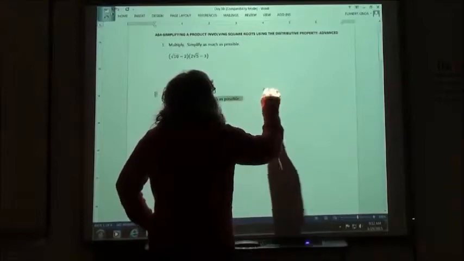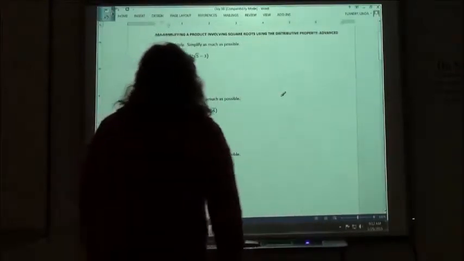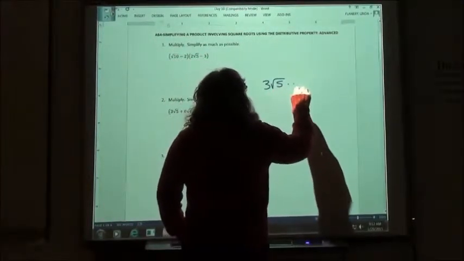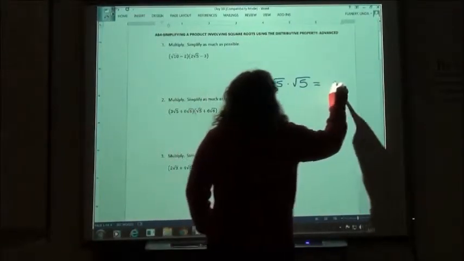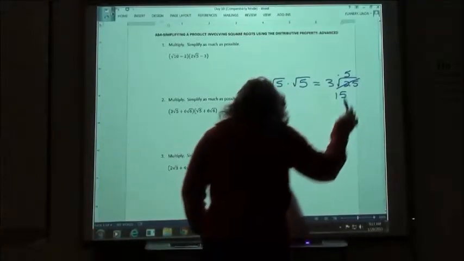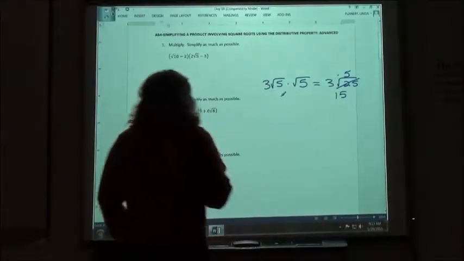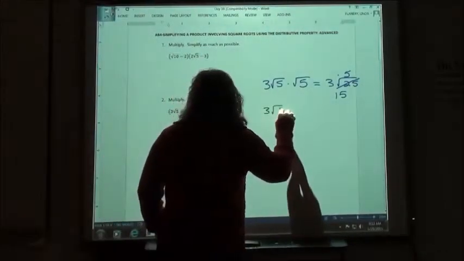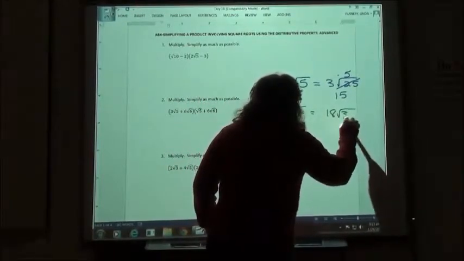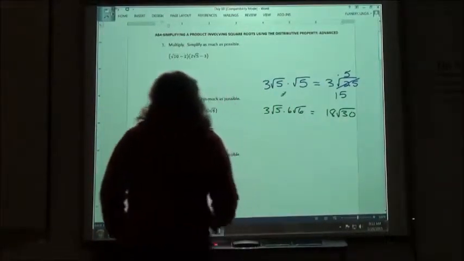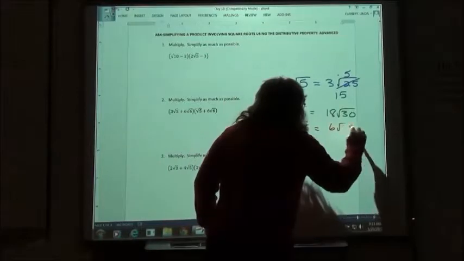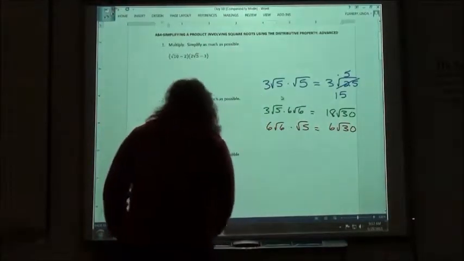So, 3 square root of 5 times the square root of 5 again was 3 square root of 25, which we said simplified into just 5, and we had a 15 there for our first term. Our second term, we had 3 square root of 5 times 6 square root of 6, and we had 18 square root of 30 there before. Then we did the inside, 6 square root of 6 times the square root of 5, and we had 6 square root of 30. And now back to the last pair.